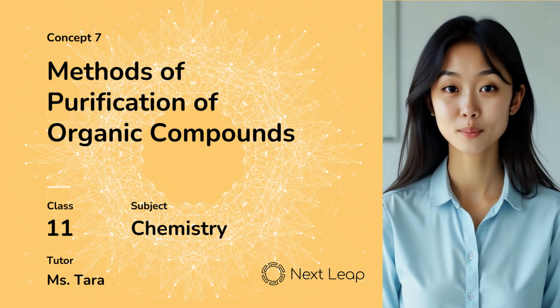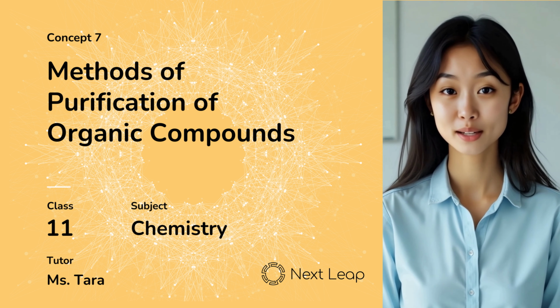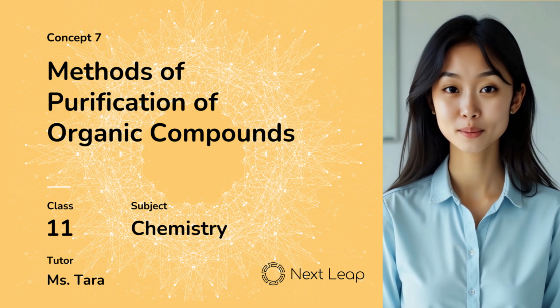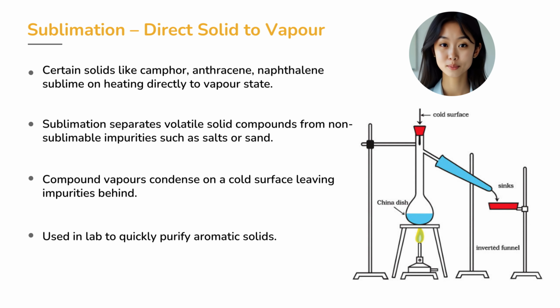Just like you wouldn't use a sieve for salt in water, you must match the purification method with the impurity present. Now, let's begin with sublimation, the magician's trick of chemistry. Some solids, when heated, skip the liquid state and directly turn into vapors. Examples are camphor, anthracene, and naphthalene.